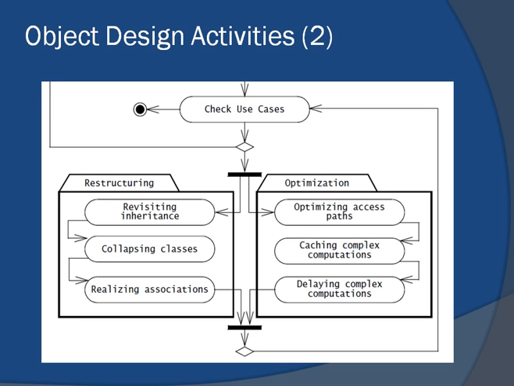Now, restructuring includes revisiting inheritance, collapsing classes, and realizing the associations. And then we go for optimization. So optimization includes optimizing the access path, caching complex computations, and delaying complex computations. Further, once a certain condition is reached, we can go back to check use cases again. If the condition is met, the procedure may end.